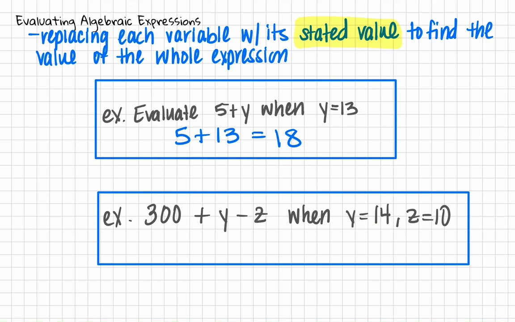So we evaluated it. Second example, it's saying 300 plus y minus z when y is equal to 14 and z is equal to 10. So 300 plus, I'm not going to put y, I'm going to put 14 because that's its stated value, minus the stated value of z, which is 10. And then when you do the math for that, it is 304.